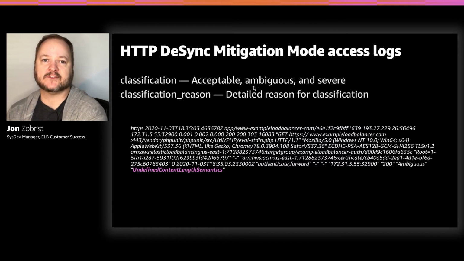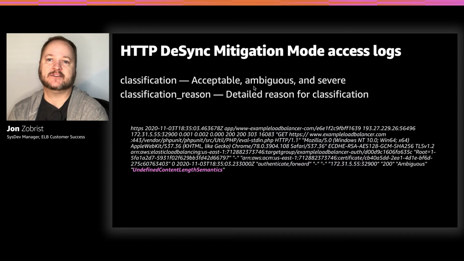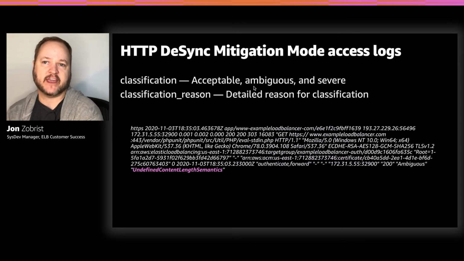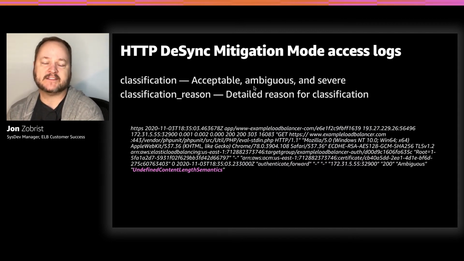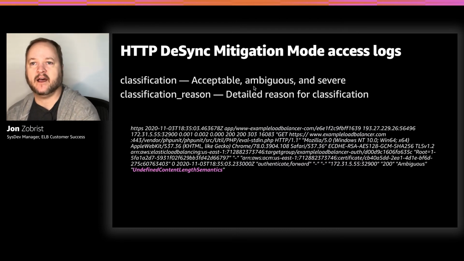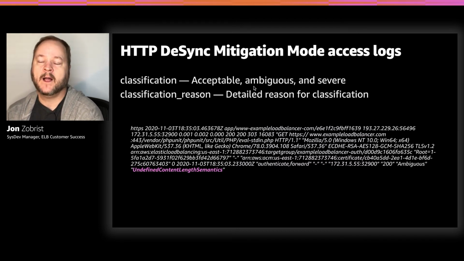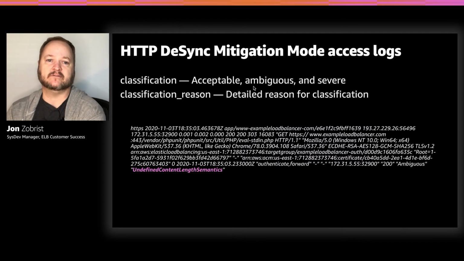So we have access logs for this also, and the two new fields we added to your existing ALB access logs are the classification and the classification reason. I recommend you go look in the docs for the access log information because it's pretty detailed. In the classification, we're going to tell you that it's ambiguous, severe or acceptable, and then we're also going to tell you the reason for that.